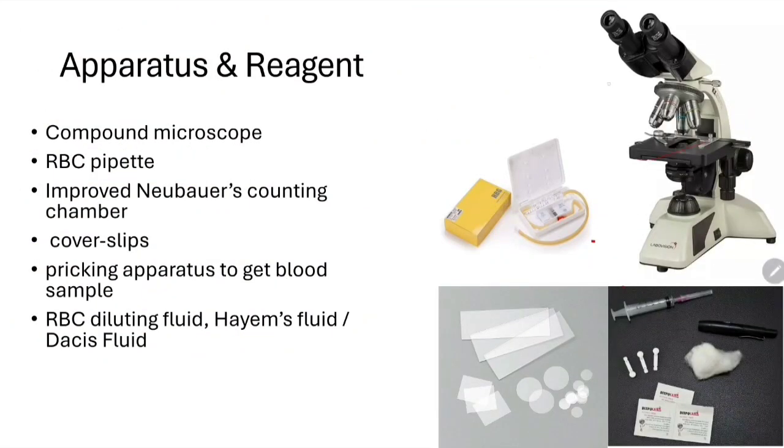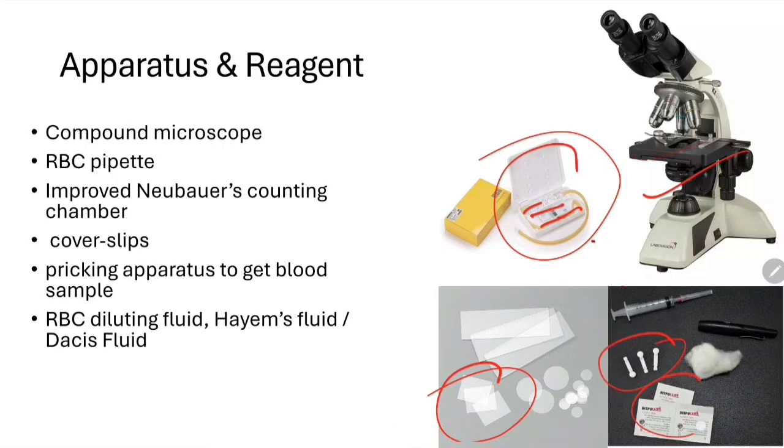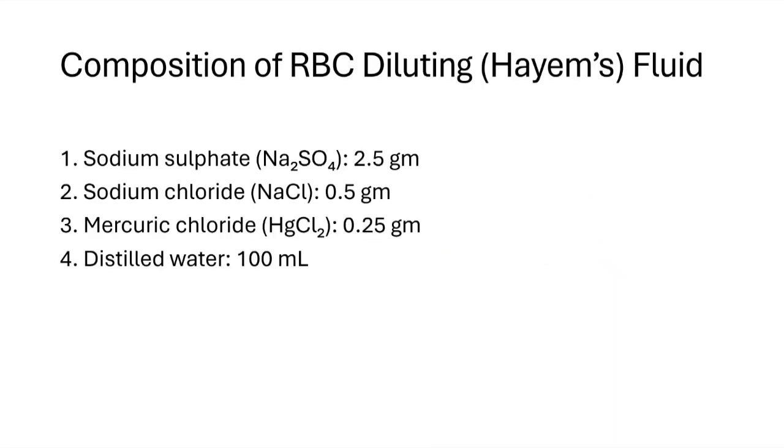So this is the microscope. This is the hemocytometer box, where we have the Neubauer slide, RBC pipette, and WBC pipette. Then this is the cover slip, the lancet, and the speed saw. We can prick the finger and take blood, simply, or take it directly from venipuncture, and we will do the test. Now we have the diluting fluid, which is called Hayem's fluid.